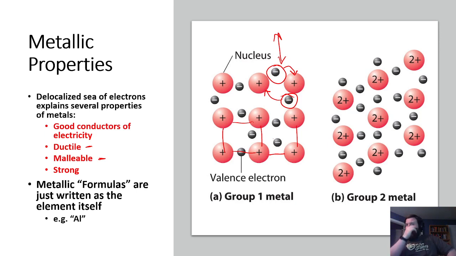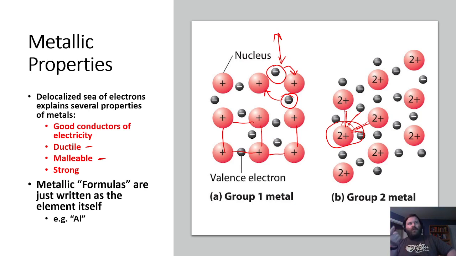And metals are also strong because, like I said, every nucleus in here is attracted by a bunch of different electrons and repelled by a bunch of different protons, and so it's very hard to take one of these nuclei and pull it out of a metal substance, for example.